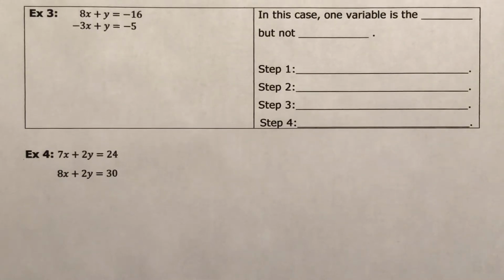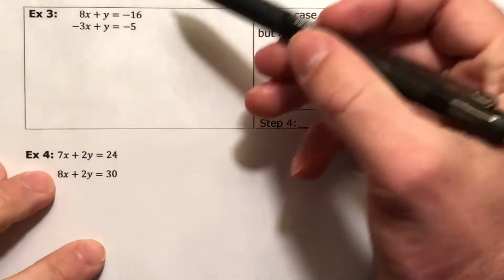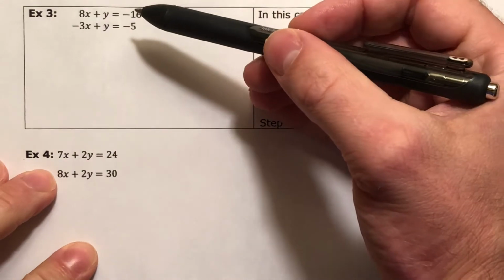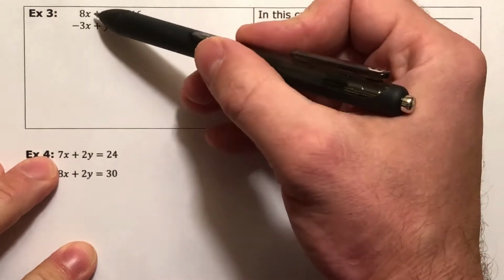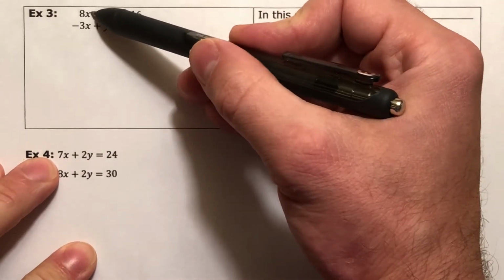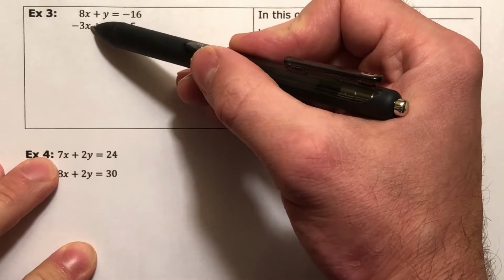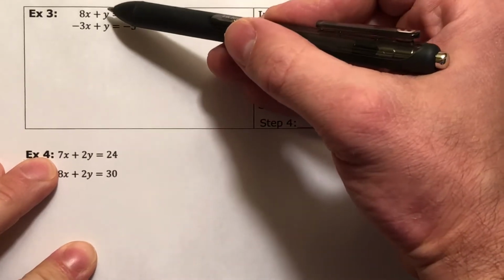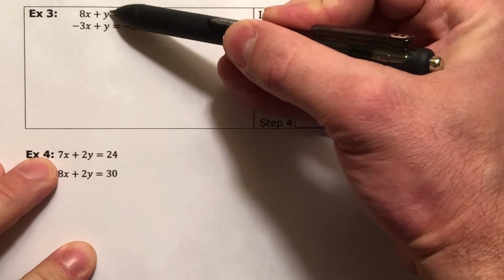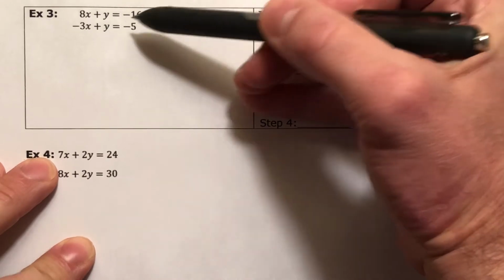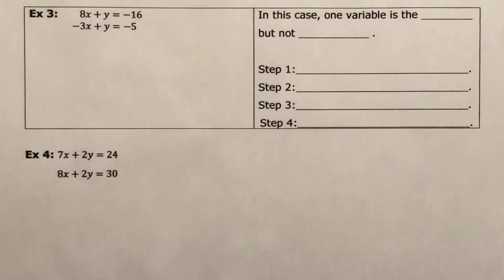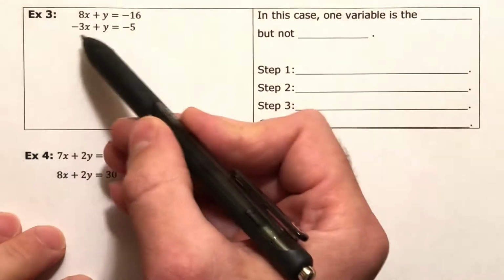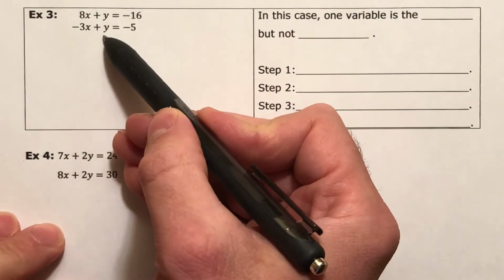All right, when you're doing elimination, your first step is to look at the coefficients, the numbers in front of the variables. The x coefficients are positive 8 and negative 3. The coefficients of y are positive 1 and positive 1. So if we just added those equations together, nothing would cancel out. We'd get 5x and 2y.